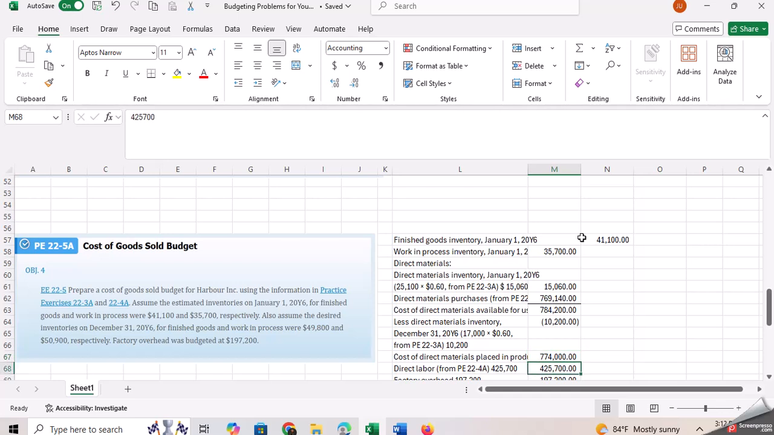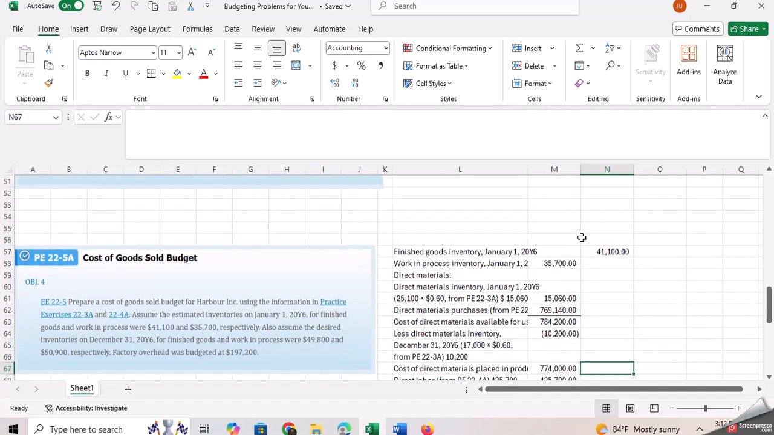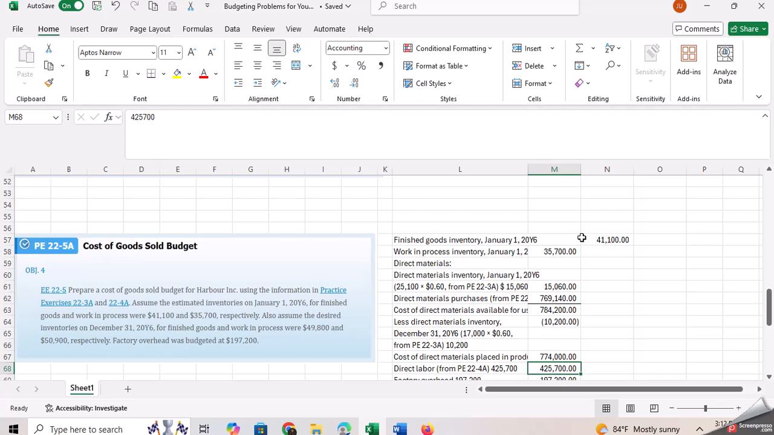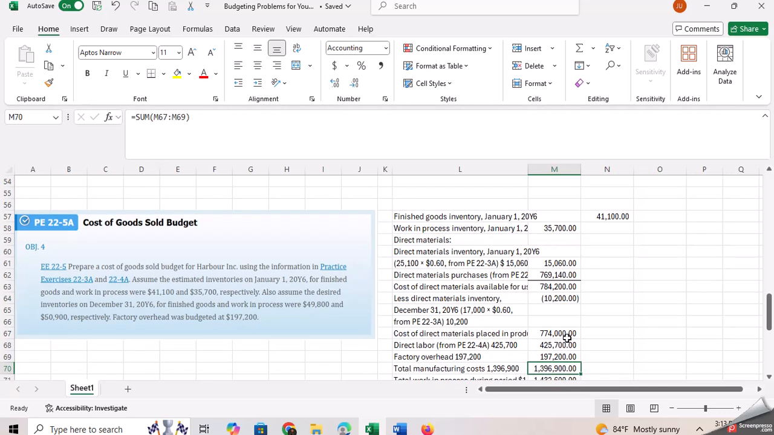And then our direct labor costs come from directly above what we calculated, the $425,700. That's what we used direct labor to produce this product. And then our factory overhead, look back over here at the problem. It tells us the factory overhead was budgeted at $197,200. So that's given to us. Then we'll add our direct materials, our direct labor, and our factory overhead to get to our total manufacturing cost.